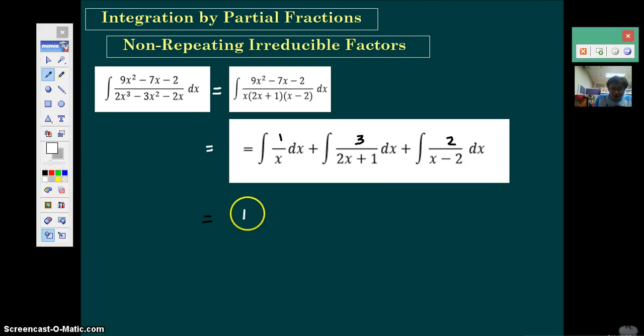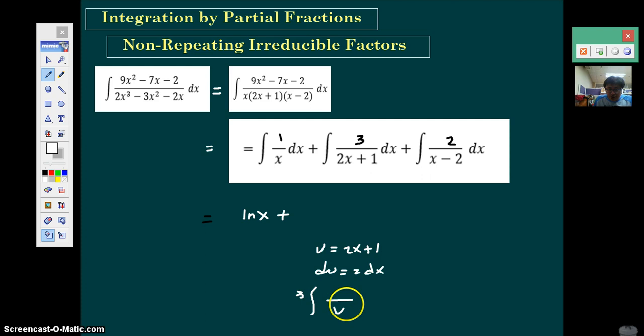So it's equal to ln x for the first. For the second, we have to use the substitution. Because the denominator is 2x plus 1, then du will be 2 dx. Therefore, that integral becomes, let's put 3 outside, and then over u, because 2x plus 1 is u. Now, dx will be replaced with du over 2, putting 2 outside, du, this is now 3 halves of ln u. So this will become 3 halves ln of u, which is your 2x plus 1.